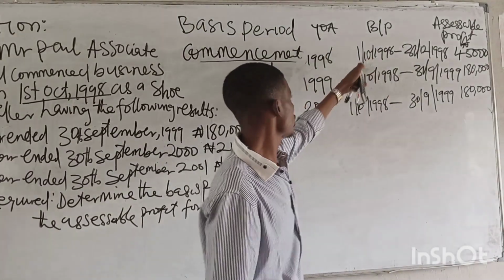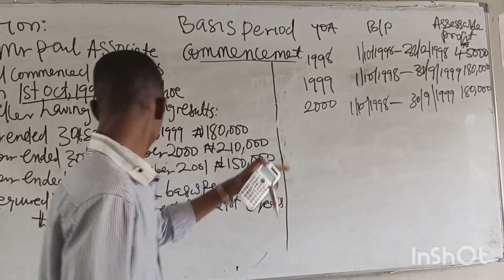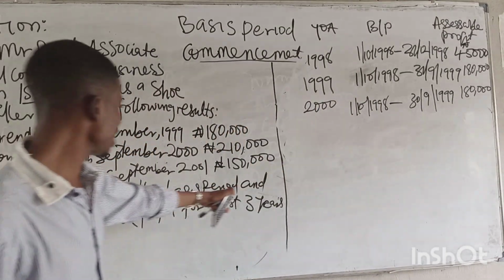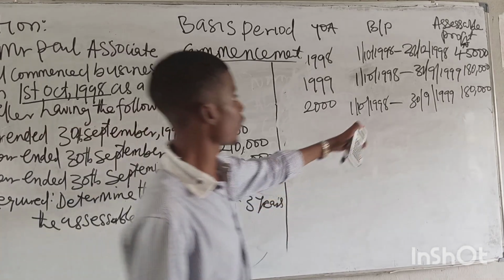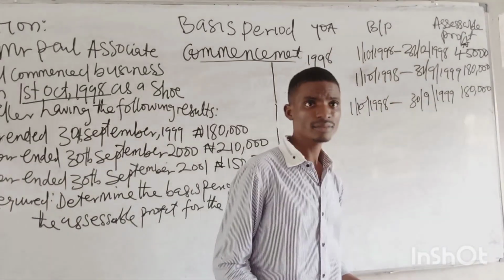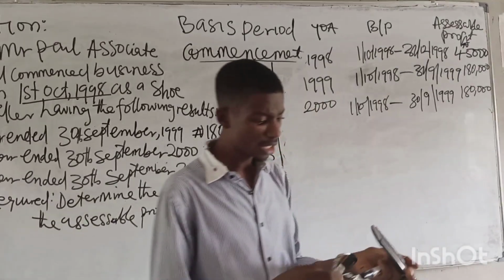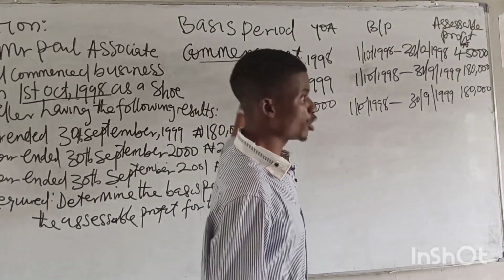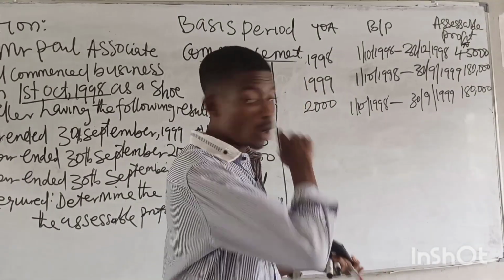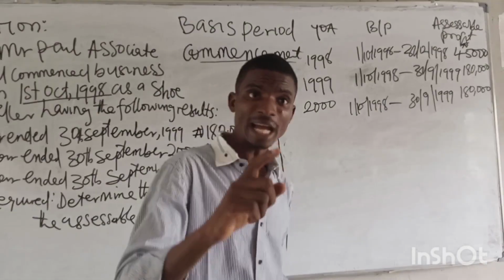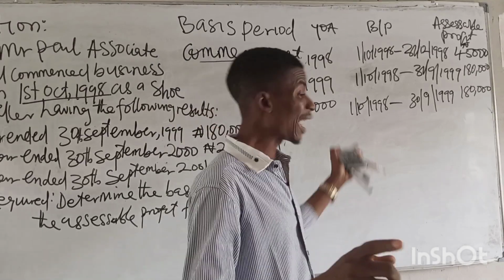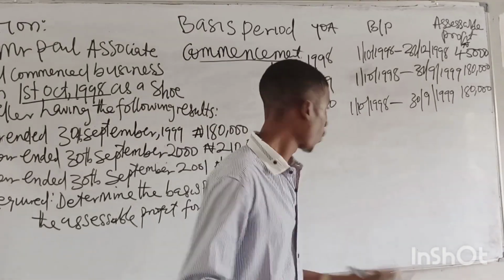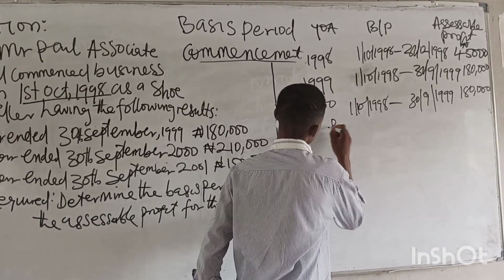So now this is the requirement of the question. The question told us to determine the basis period and the assessable profit for the first 3 years, and this is the first 3 years. But under this commencement, the taxpayer usually has what they call right of election.